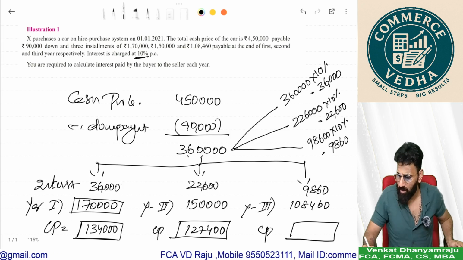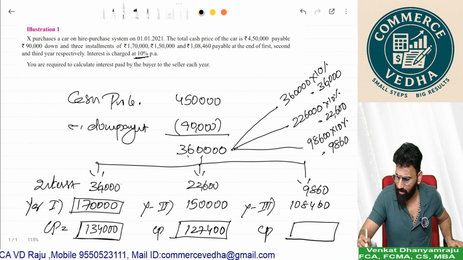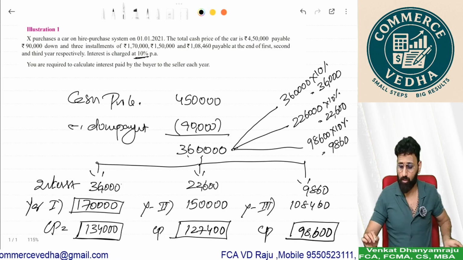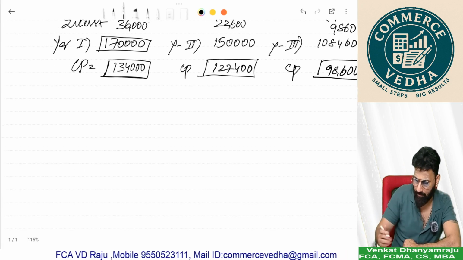how much? 108,460 minus 9860 is 98,600. So for the 3 years, how we calculated this, we'll see in a different way.